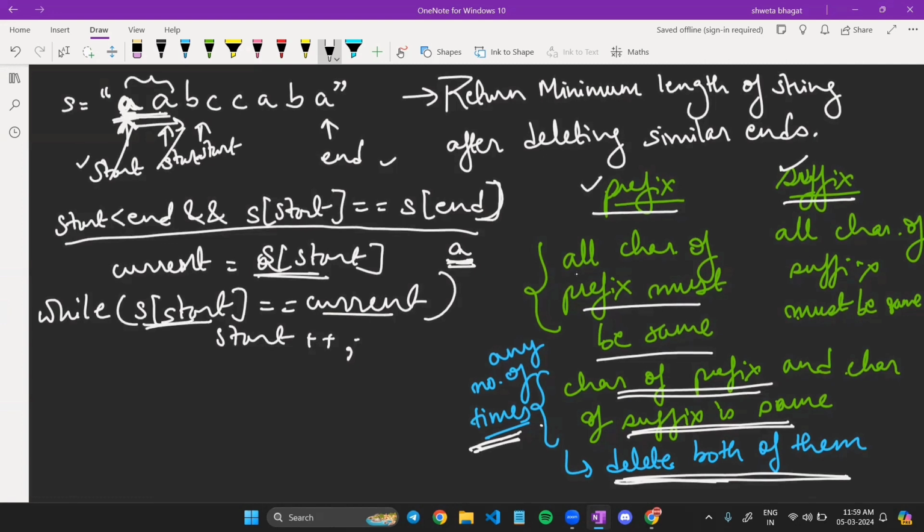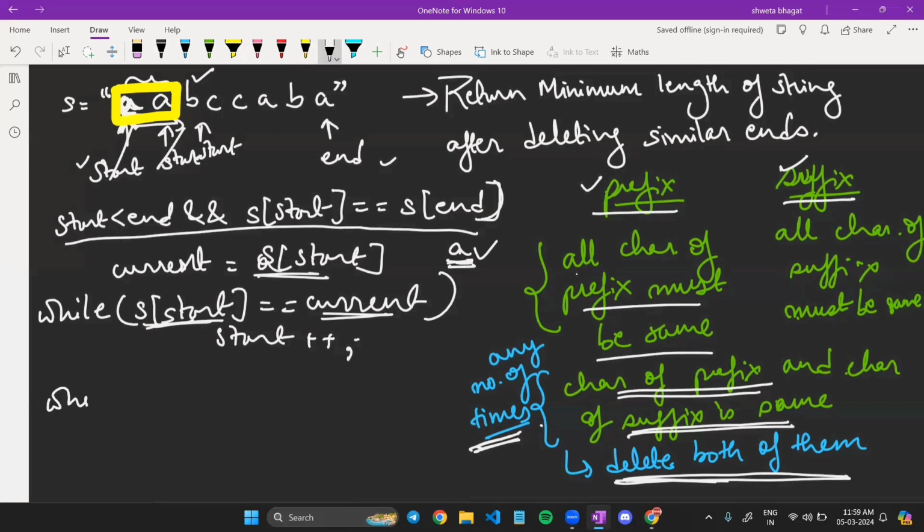Now we'll check, is s of start equal to current? Now what is s of start? S of start is b. Is b equal to a? So no, it's not equal. So we will come out of this while loop. Now you can see that we have got the prefix. What is the prefix? It's a. Correct. Now the same we are going to do for the suffix.